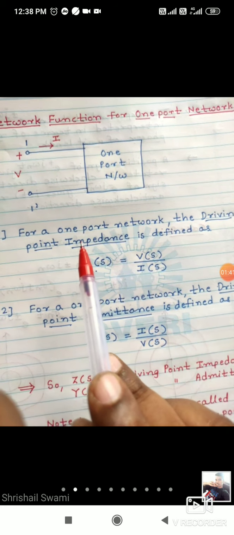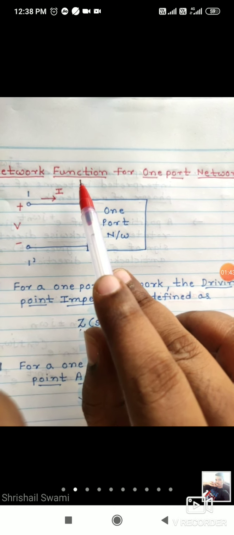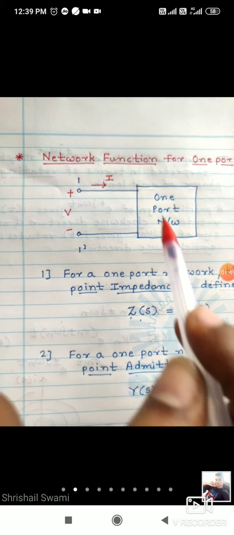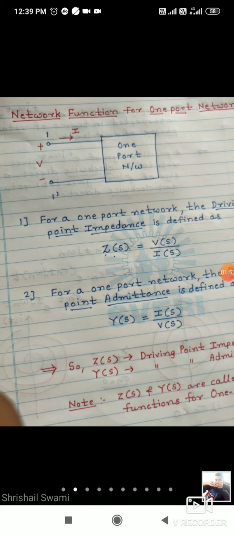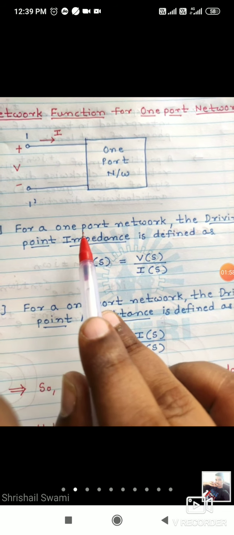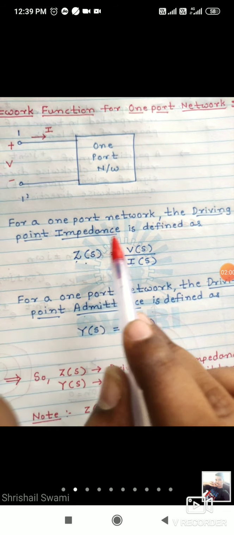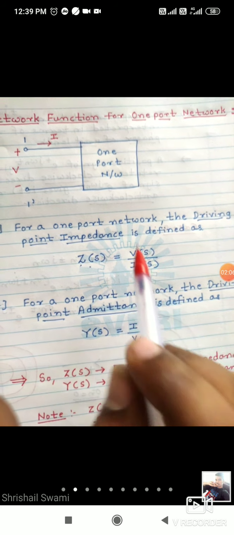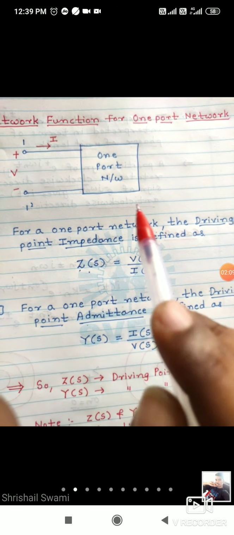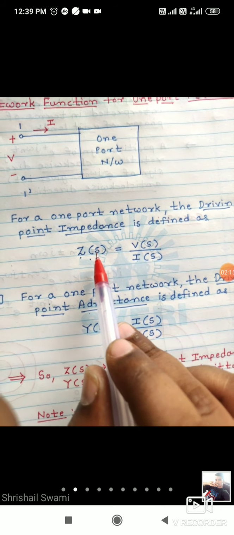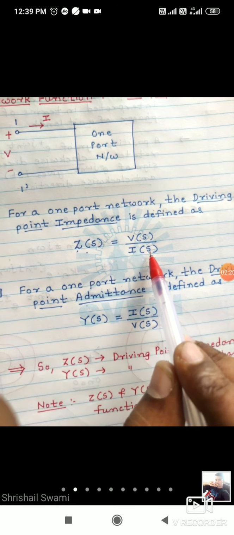What will be the network function now? Network function is a function which shows the relation between input and output. For a one port network, only two network functions are possible. One is the driving point impedance. How to calculate that? For a one port network, the driving point impedance is defined as Z of S equal to V of S divided by I of S. The network function we express in the S domain, so everywhere you have to mention the S domain. So Z of S, the driving point impedance at port 1 dash, is V of S divided by I of S.